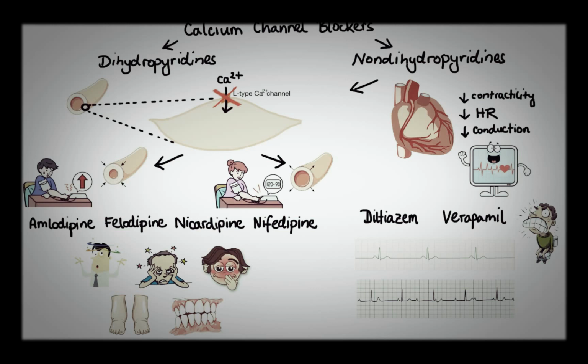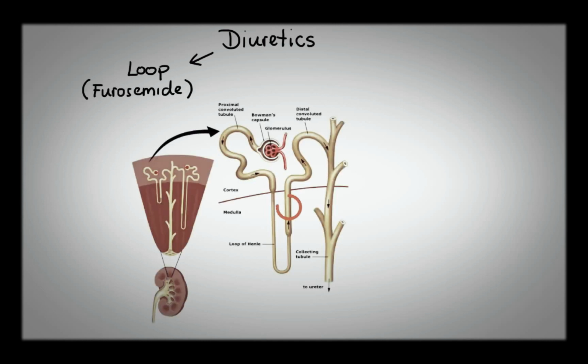Now, the next major class of antihypertensive agents are diuretics. There are three major classes of diuretics that are used in the treatment of hypertension. First, we have loop diuretics, such as furosemide, which work by reducing reabsorption of sodium chloride in the kidneys, leading to significant diuresis. With less volume in the vascular space, less blood returns to the heart, so cardiac output decreases. This in turn leads to decrease in blood pressure, particularly in patients with volume-based hypertension and chronic kidney disease.